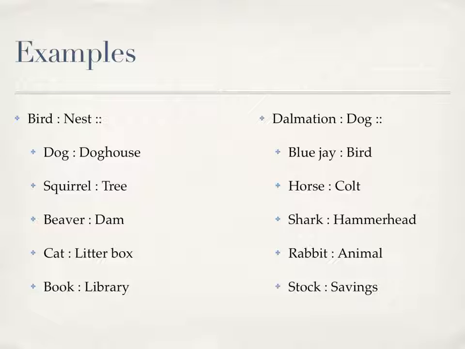Another example where you might have to put forth a little more thinking is the example Dalmatian is to dog. Your possible answers are blue jay is to bird, horse is to colt, shark is to hammerhead, rabbit is to animal, and stock is to savings. A Dalmatian is a type or species of dog, just like a blue jay is a type of bird. So in this case, the answer is blue jay is to bird. Be careful not to reverse the relationship as in shark is to hammerhead, because the hammerhead, in fact, is the type of shark.